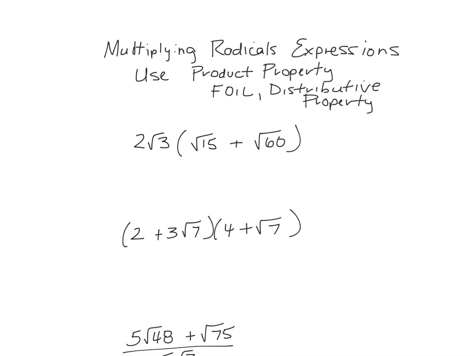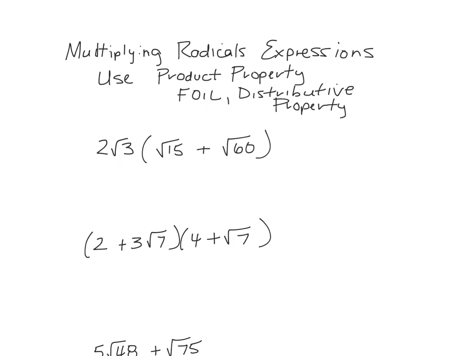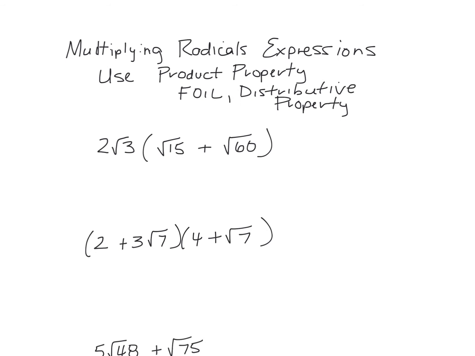Now, when we're multiplying radical expressions, we're going to use the product property and then FOIL and distribute like we've always done. So for this first example, I could do this a couple different ways. The first thing I could do is try to simplify any radical. So 2 root 3 cannot be simplified, root 15 cannot, but the root of 60 could be broken up into root 4 and root 15, which is 2 root 15.